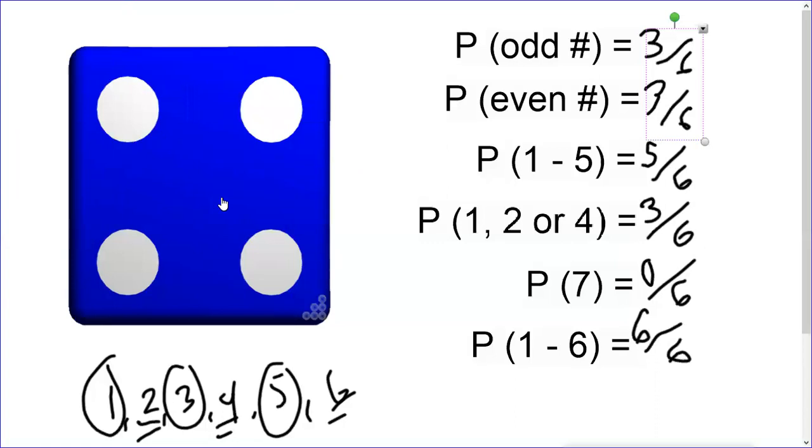It did happen. So just remember, probability is from 0 to 100%. The numerator is the desired outcome. What do you want to happen? And the bottom number is the total possible number of outcomes. So that's all there is to basic probability.